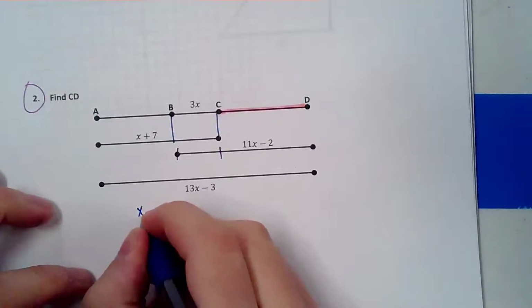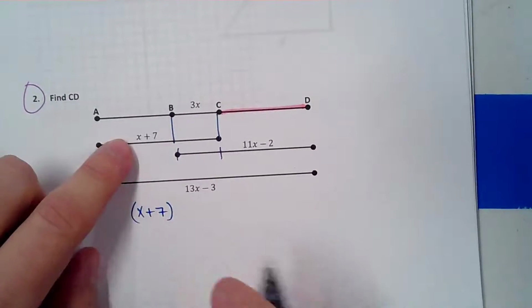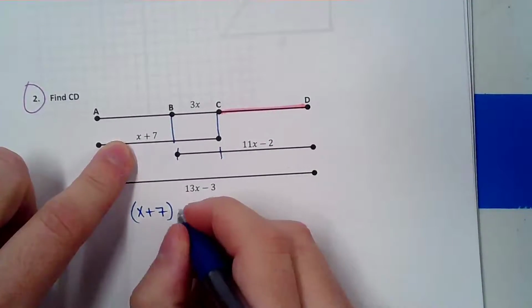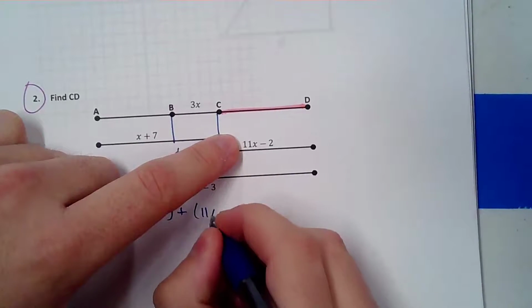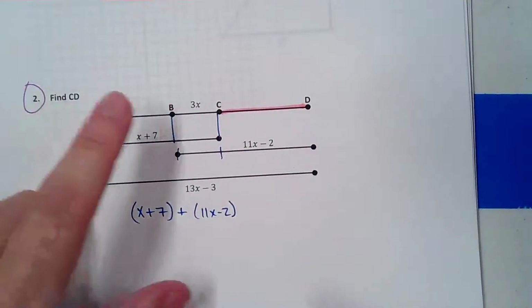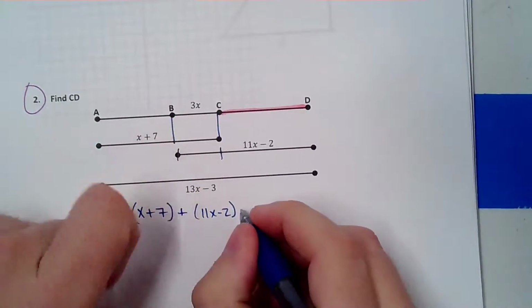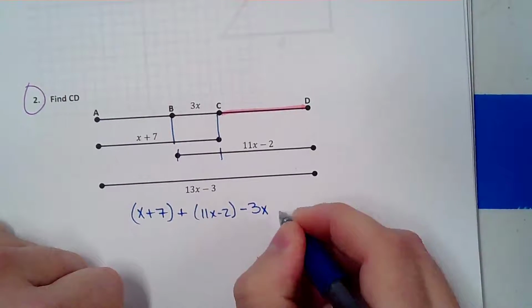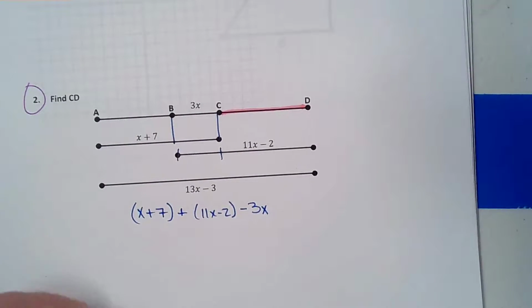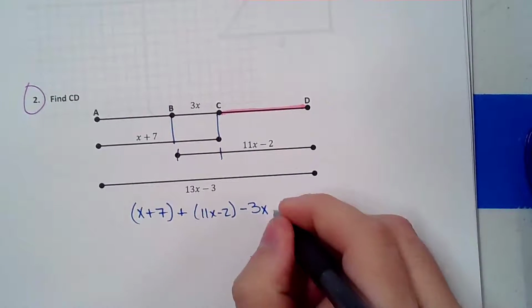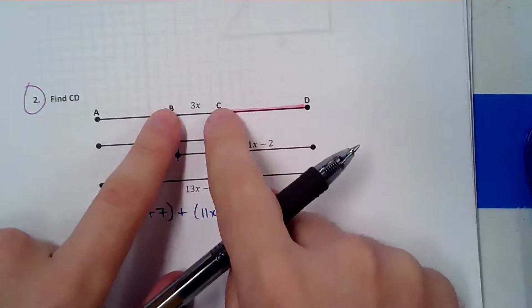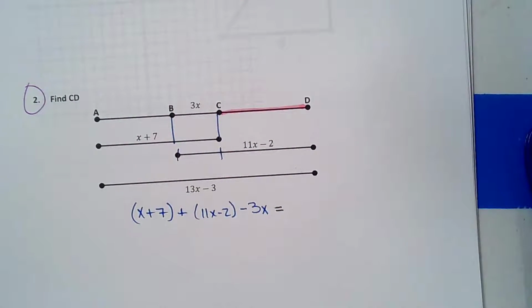So we have x plus 7. That's this bit. Plus this bit, 11x minus 2. But that overshoots by 3x, right? One group of 3x. So we're going to subtract 3x. Now, we need an equation here. What should that add up to? This piece and this piece minus that piece should add up to what?